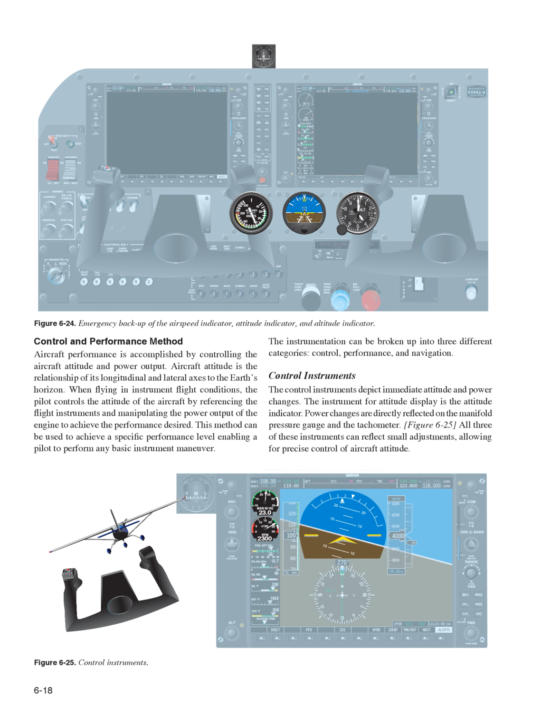Figure 6.25. Control instruments. Categories: control, performance, and navigation. The control instruments depict immediate attitude and power changes. The instrument for attitude display is the attitude indicator. Power changes are directly reflected on the manifold pressure gauge and the tachometer. Figure 6.25. All three of these instruments can reflect small adjustments, allowing for precise control of aircraft attitude.